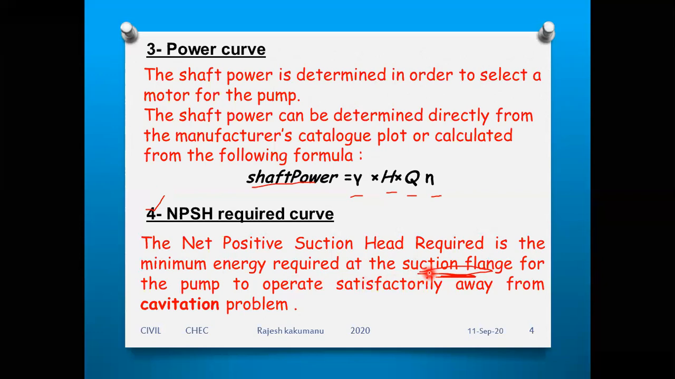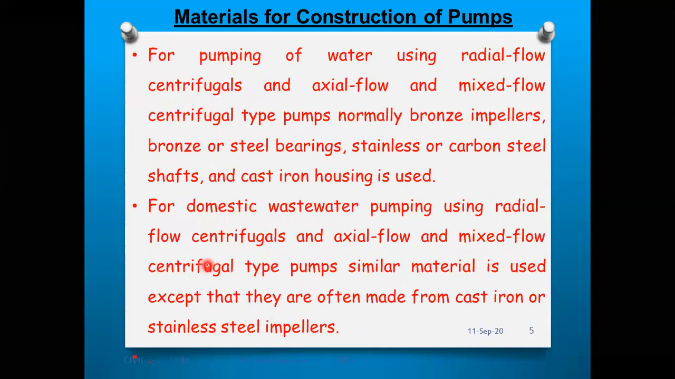It is used to maintain the minimum energy for the pump to operate smoothly and also not to get any cavity problem. What is the cavity? Getting a hole. So those are the four types of performance characteristic curves used for the centrifugal pump. We have learned performance characteristics and the efficiency of the centrifugal pump. Majorly we are using the centrifugal pump.